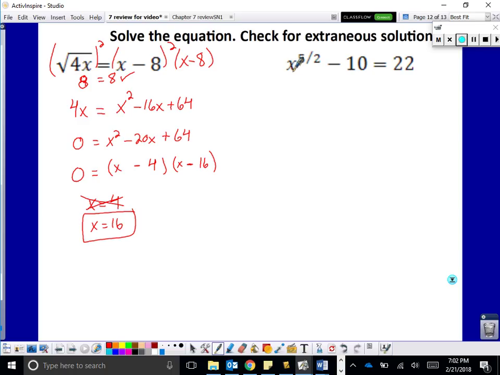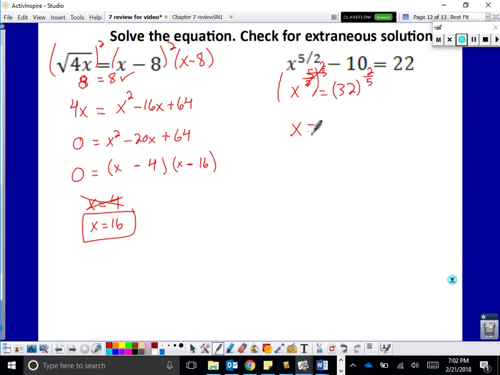Alright, this one, I want to get the x all by itself. So let's say that x to the 5 halves is equal to, add 10, and I get 32. So I need to get rid of the 5 over 2. What I'm going to do is take both sides to the 2/5 power, because in doing so, I've got power of a power means multiply: 5 over 2 times 2 over 5.